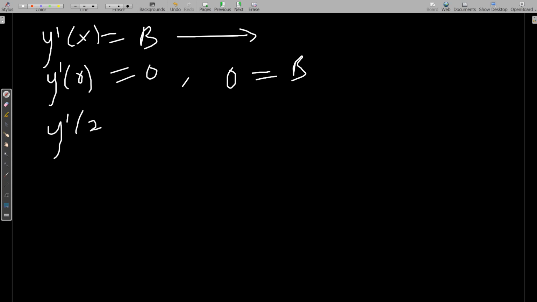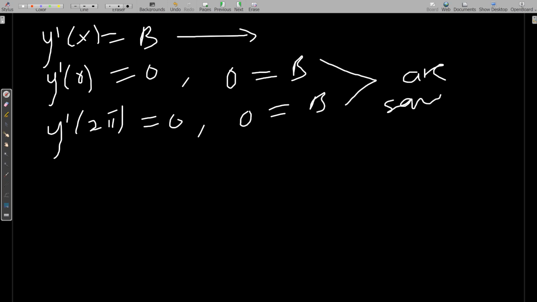Also, y prime of 2 pi is supposed to be equal to 0. But when you evaluate this at 2 pi, you still get b. Again, you have 0 equals b as well. And these are the same. And indeed, it proves that b is equal to 0.